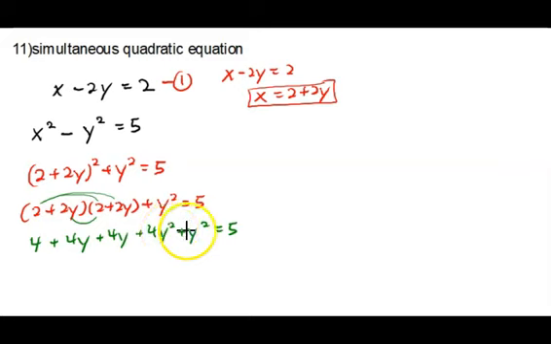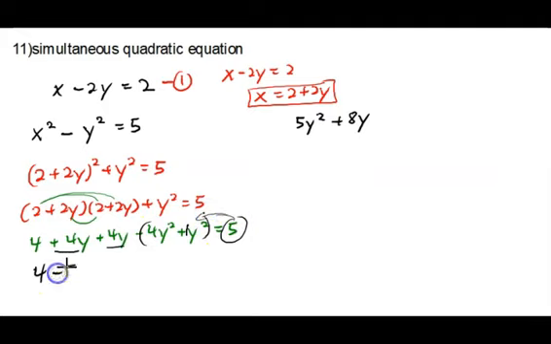So for the squares we have 4 and 1, so we are going to make it 5y squared. For y we have 2 times 4, which equals 8y. And here we have a positive 5, a constant number. So the positive 5 will come across and become minus 5. So here we will have 4 minus 5, which is minus 1, and this one will equal 0.